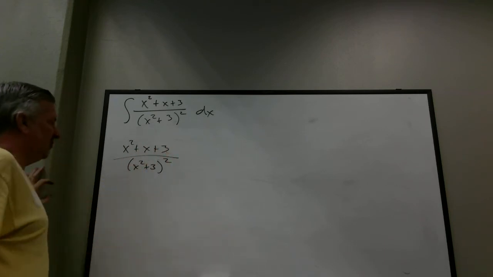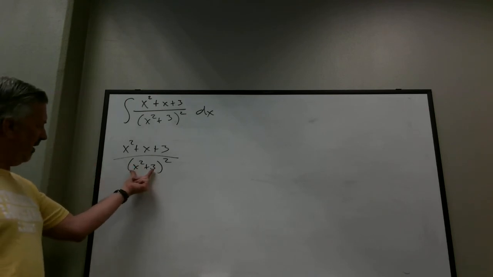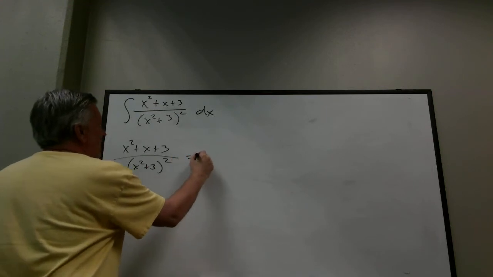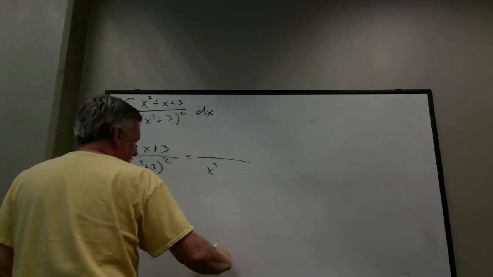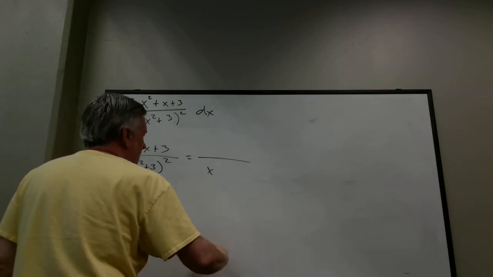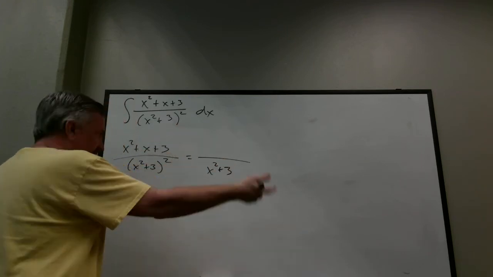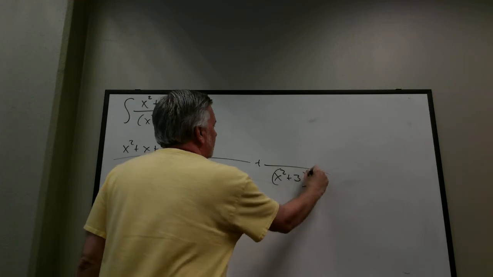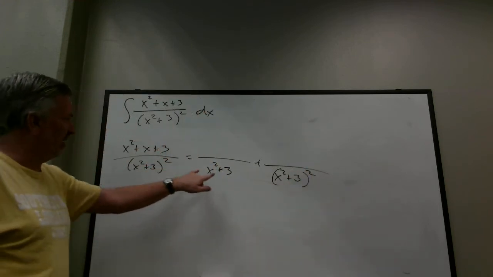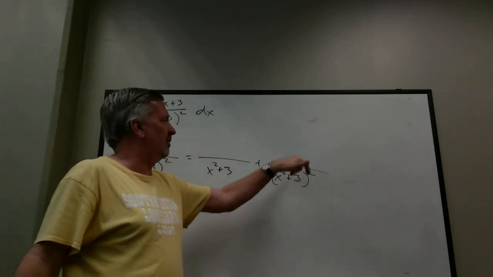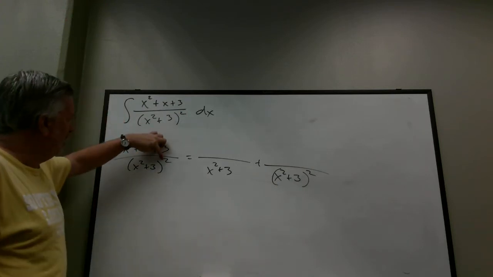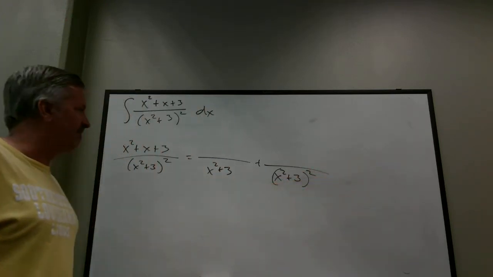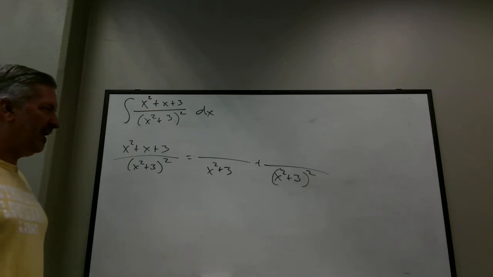Okay. So it's just like the linears. You have a quadratic to a power, so you have to count your way up to that power. So I have to have x squared plus 3 to the first, and then I have to have x squared plus 3 squared. You have to count your way up to 2. If this had been x squared plus 3 cubed, I'd have to have an x squared plus 3 cubed added on to that. Now here's where you have to be careful.